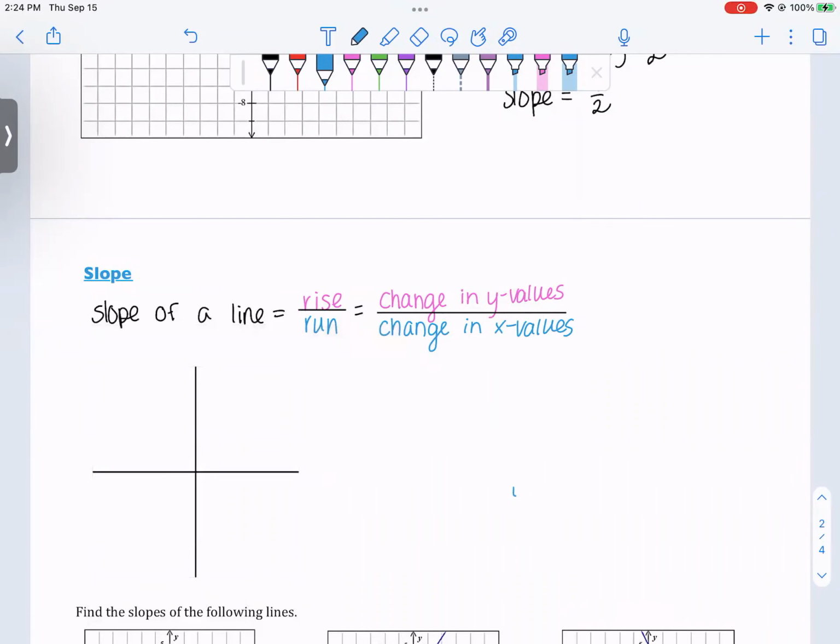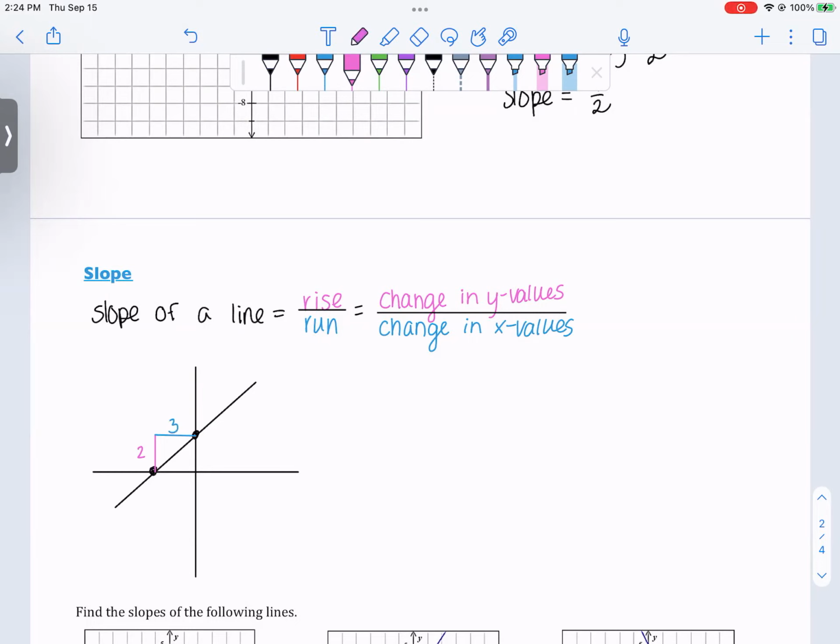So if I have a line here, and let's say that going from this point here to this point here required me going up 2 units. Let's say this was up 2 units and over 3 units, this hypothetical line.